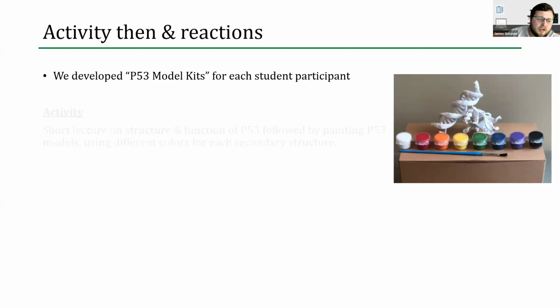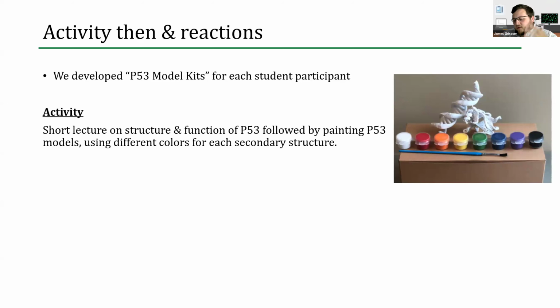For the actual activity, we gave the students an initial pre-lab quiz just to gauge how much they already knew about protein structure. Then we gave them a short lecture on the structure and function of P53. Then, for the actual hands-on part of the activity, we gave each student one of these model kits, and we had them paint them with the different levels of protein structure being different colors. For example, you could take beta sheets and paint them red, alpha helices blue, unstructured regions yellow, the DNA green, and so on and so forth.